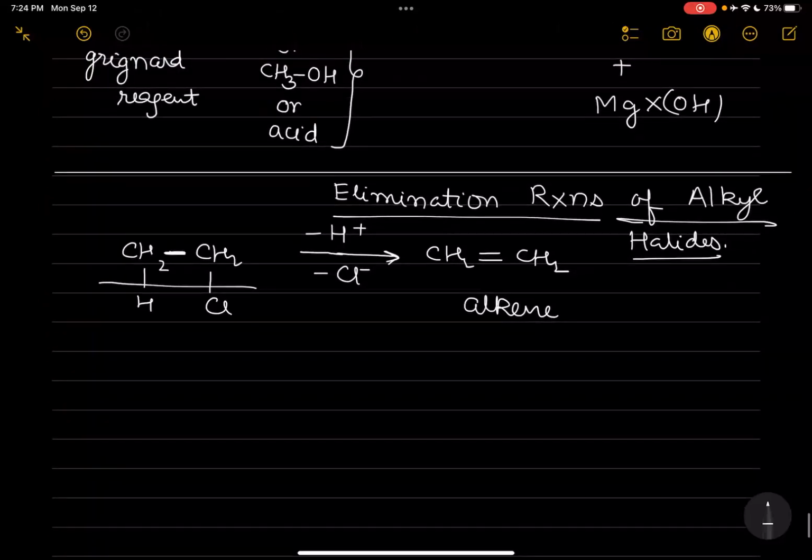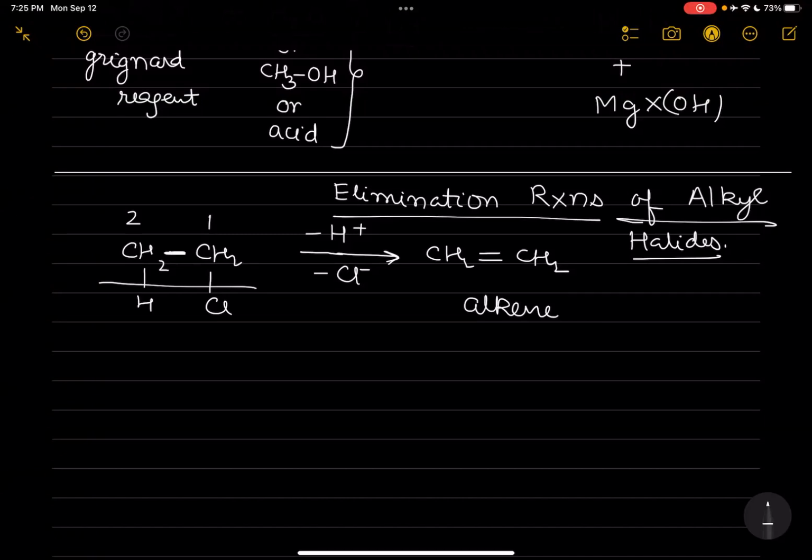So elimination reaction, let me summarize what I told you. Elimination is removal of two groups, and no other group comes and takes their place. So those two positions from where the two groups are connected, adjacent positions 1 and 2, those carbon atoms after the removal of the groups join and form one more bond between them. That is a double bond, and this leads to the formation of an alkene. Is it clear?